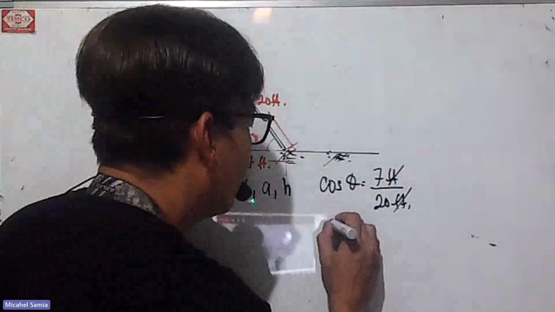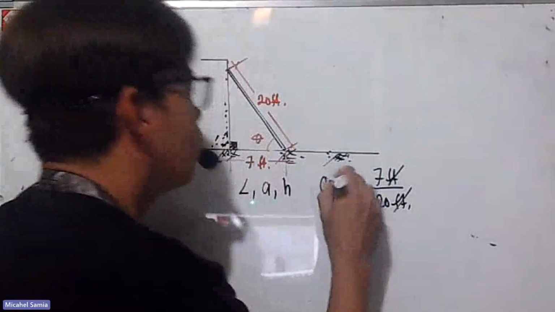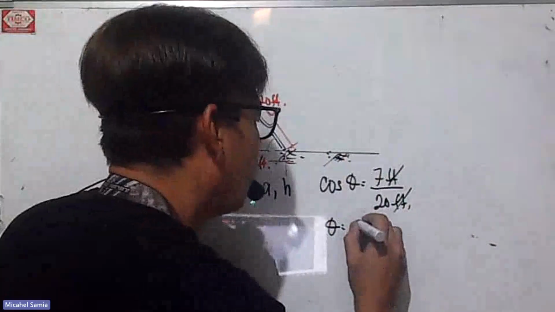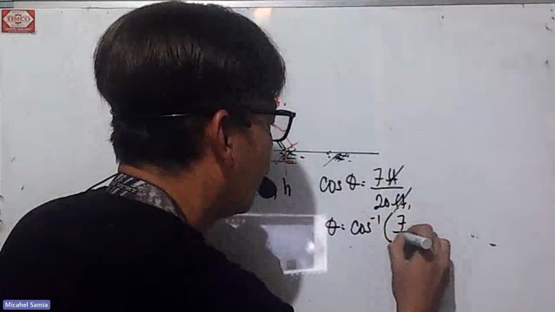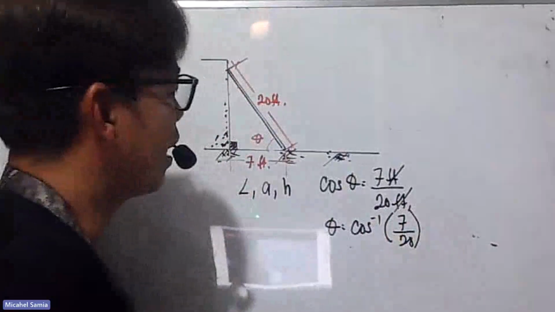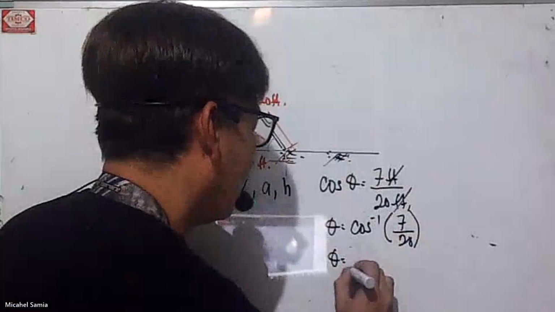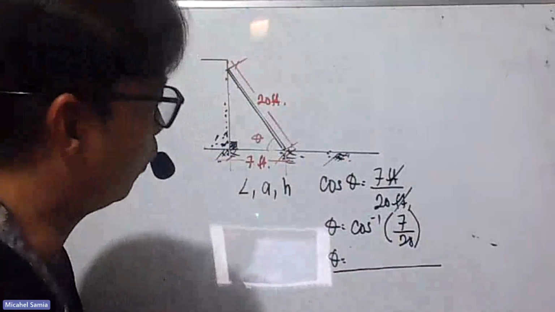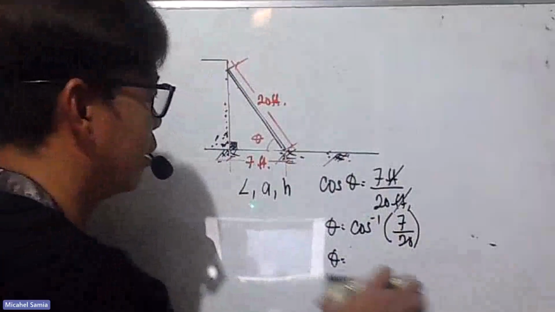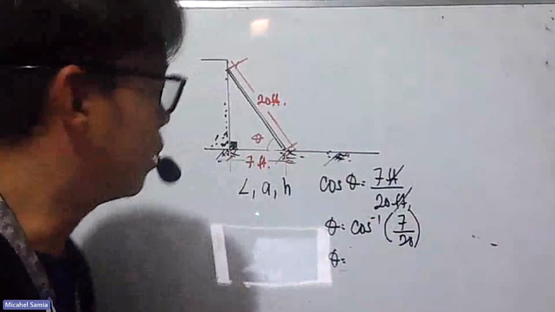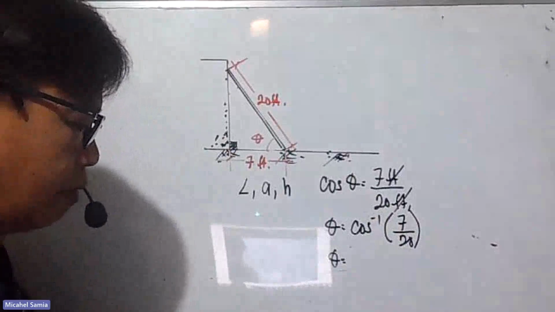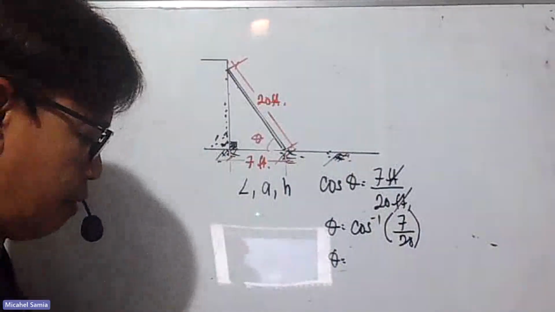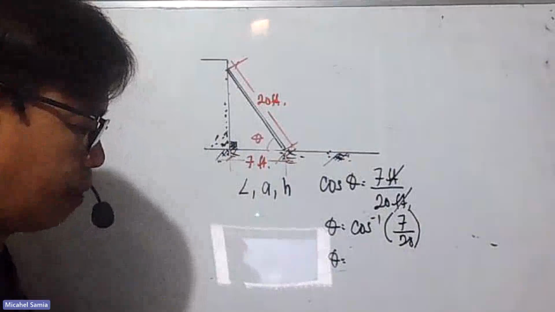Okay, so theta now, so moving cosine to the other side of the equation, it becomes cosine raised to -1, or arc cosine 7 divided by 20. Okay, so I think I discussed how to compute for the angle. So let's try to solve. That is shift cosine, arc cosine, -1. So 7 divided by 20.